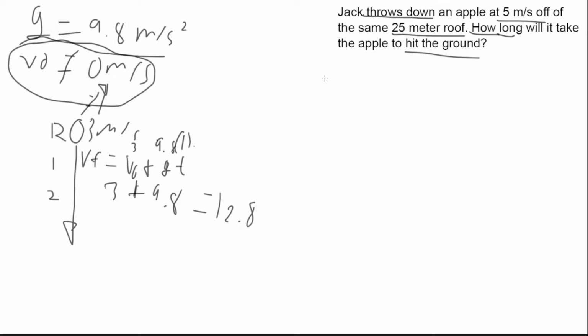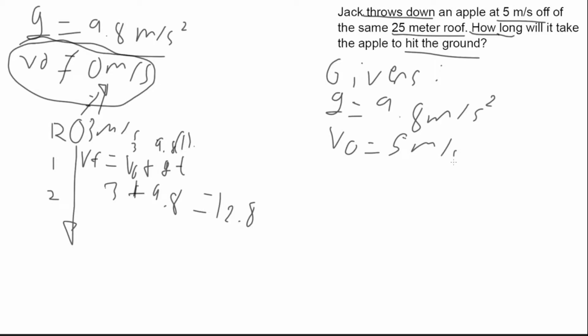Now we're going to use our givens. Nothing in this problem says that gravity is removed or anything, so it's just 9.8 meters per second squared. Then we have v naught, which is 5 meters per second, as explained in the problem, since he's throwing it down at 5 meters per second. Now for displacement, which is the roof, it's going to be 25 again, because he's throwing it down instead of dropping it from the same roof. Then we'll look at our unknowns.